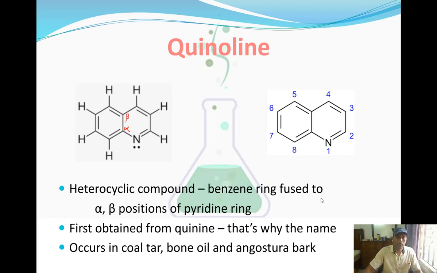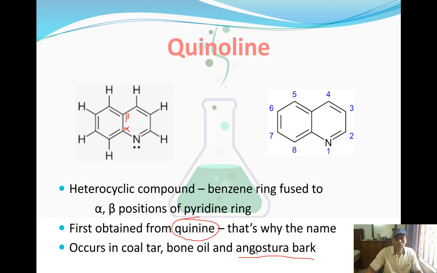of pyridine, right? It is named quinoline because it was first obtained from quinine, and quinine is the alkaloid obtained from cinchona bark, right? That is where it was obtained for the first time, from cinchona bark, from quinine. So it is named quinoline, and it occurs in coal tar, bone oil, and angusta bark. This is another bark, other than cinchona bark, where you can get quinoline.